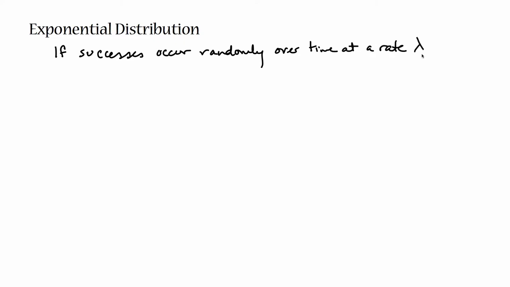So in the continuous time sense, if successes occur randomly at some rate, so instead of there being a discrete probability of success, successes are happening at some average rate over time, we're going to call that rate lambda for now, then the time until the first success has an exponential distribution.